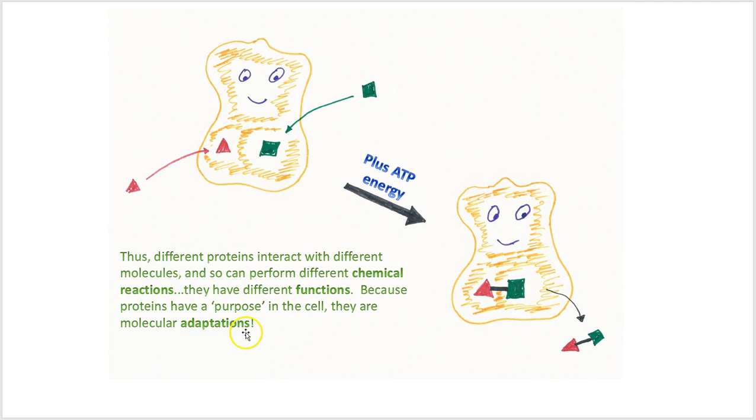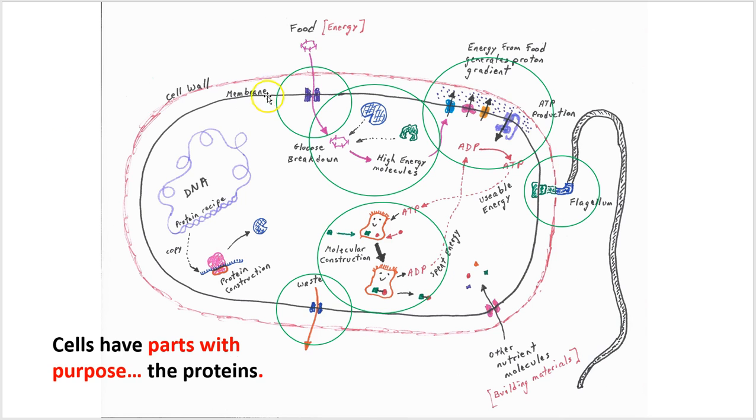We'll learn that adaptations are these features of creatures that serve some useful purpose for the organism to help it live or reproduce. And we can think of a cell then as having molecular adaptations. Proteins are like these molecular adaptations at the cell level.